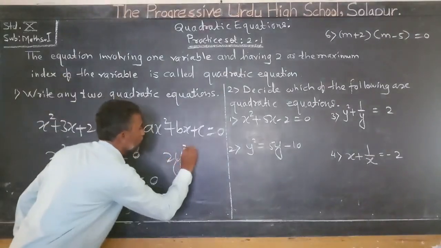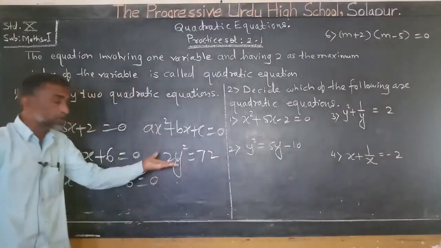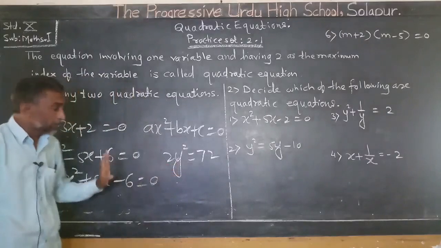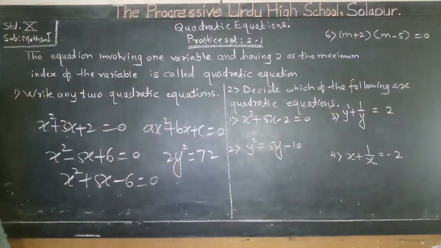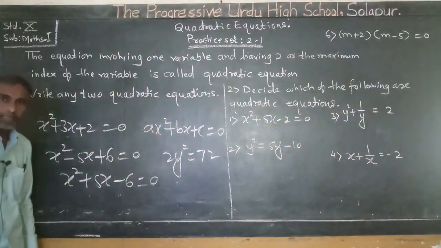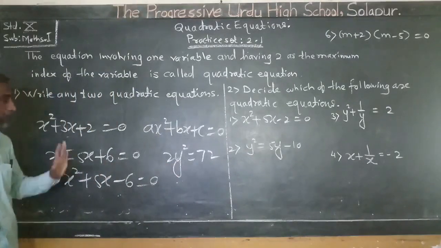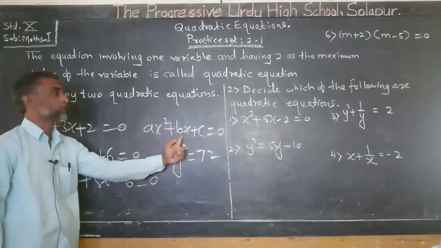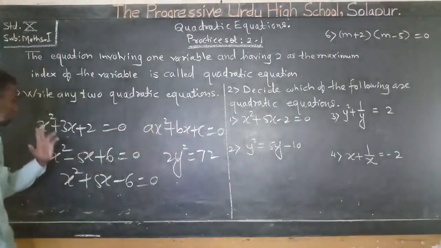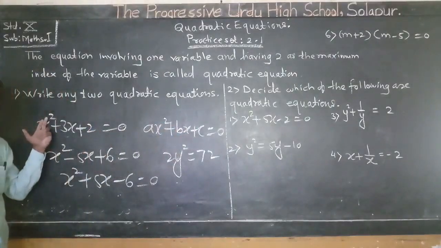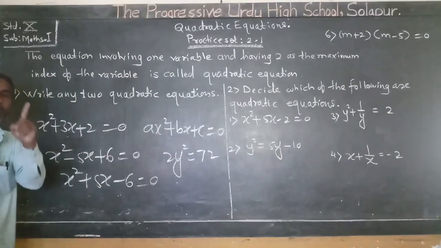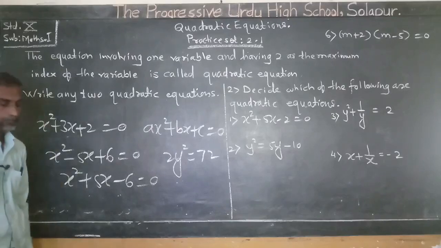Again, 2y is equal to 72. It is also a quadratic equation. So in this way, it is an open-ended question. You can write any quadratic equation, but it should be in this form: ax square plus bx plus c equal to 0. The order of the variable should be 2 and it should contain only one variable.